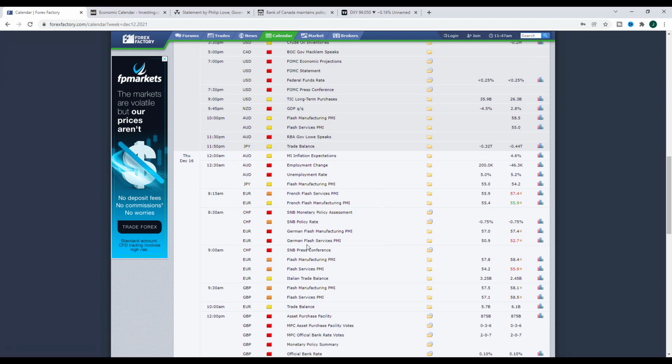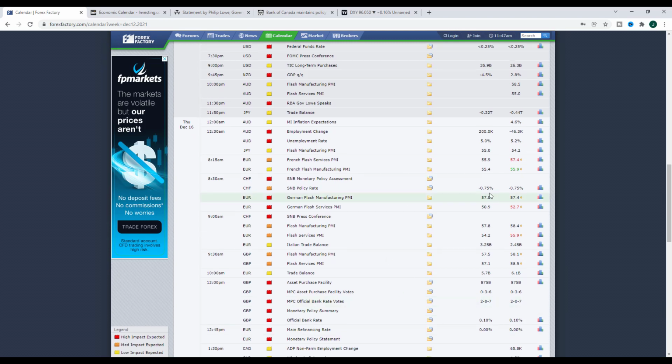Now, in terms of what the outcomes of some of these are likely to be, well, first and foremost, let's start with the SNB. They are locked in at minus 0.75%, and there's a very good chance we see the SNB meeting pass fairly uneventfully and that it doesn't have too much of an effect on the Swiss franc because their monetary policy statements, they're pretty stable.